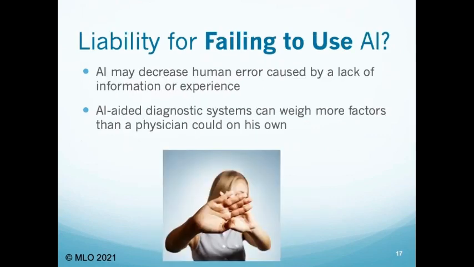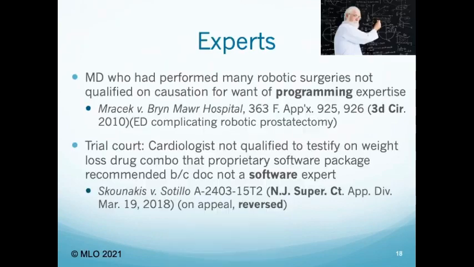What about failing to use it? After all, the standard of care changes as learning changes, as science and the practice of medicine improve over time. May there come a point at which the failure to deploy this technology is itself a breach of the standard of care? I don't think we have a case that says that. And if we do, it may be years before that occurs. But again, I wouldn't be surprised to see that theory.